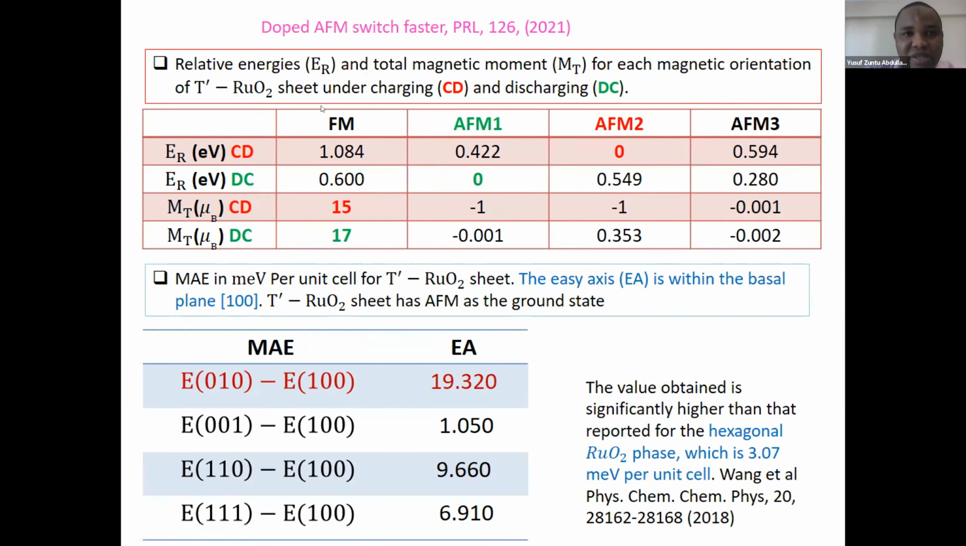I think we just saw one paper which shows that doping magnetic materials could switch from antiferromagnetic to non-magnetic state. So we decided to check the effect of charging and discharging, which here means addition and removal of electrons. Here are the relative energies that we have calculated.